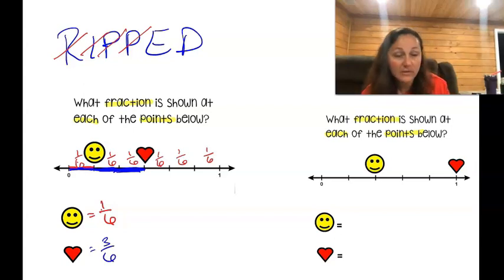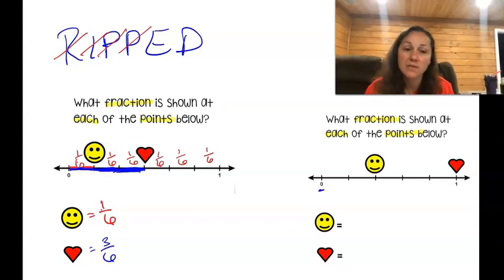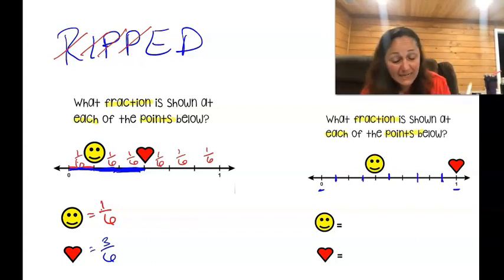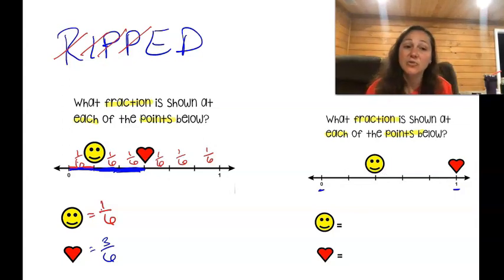Now let's take a look at the next one. First thing first, how many pieces is that cut into? We need to identify where is the zero. Zero. And where's the whole? There's my whole. There's my one. And now, how many pieces are cut in between? Piece of cake. Let's count them. Here's one piece, two pieces, three pieces, four pieces, five pieces. This line is cut into fifths.